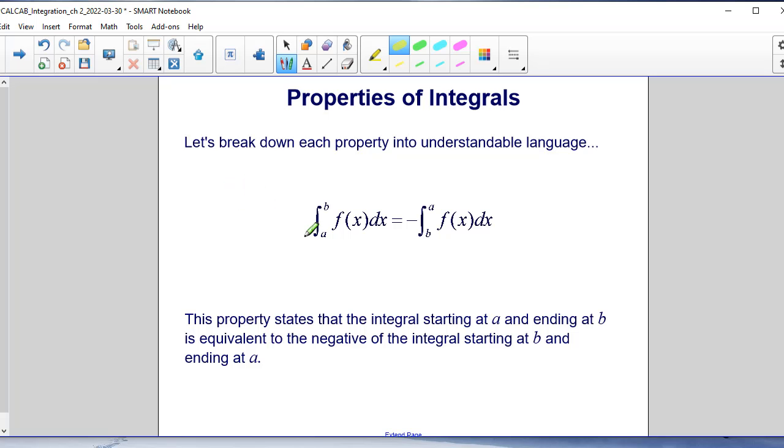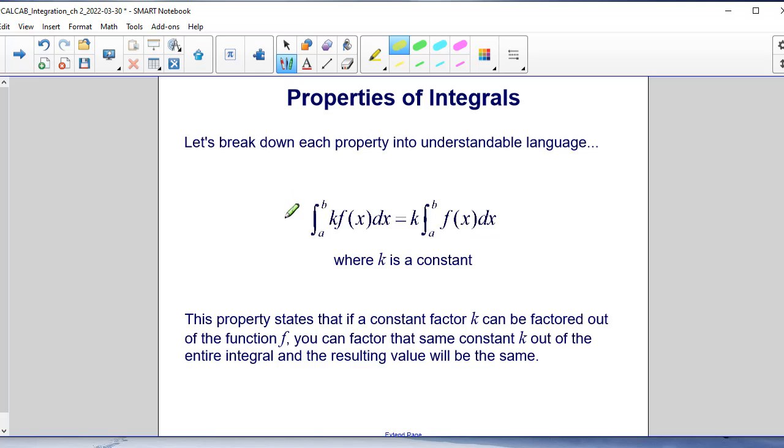In this property, notice that a and b are reversed. Here we're starting with a and ending on b. Here we're starting at b and going towards a. And what equates that is the negative right there in the front. So this property states that the integral starting at a and ending in b is equivalent to the negative of the integral starting at b and ending at a.